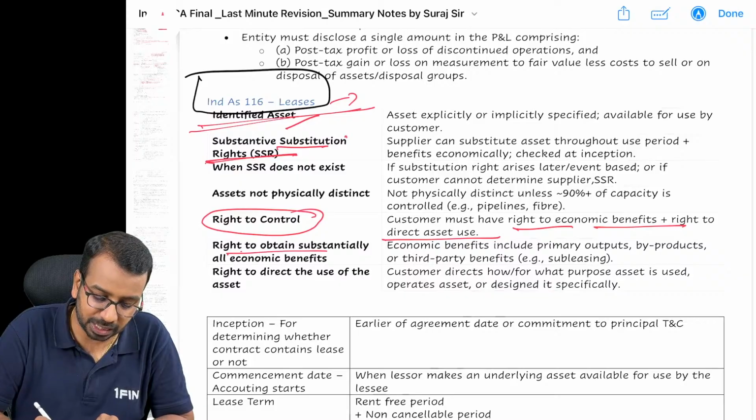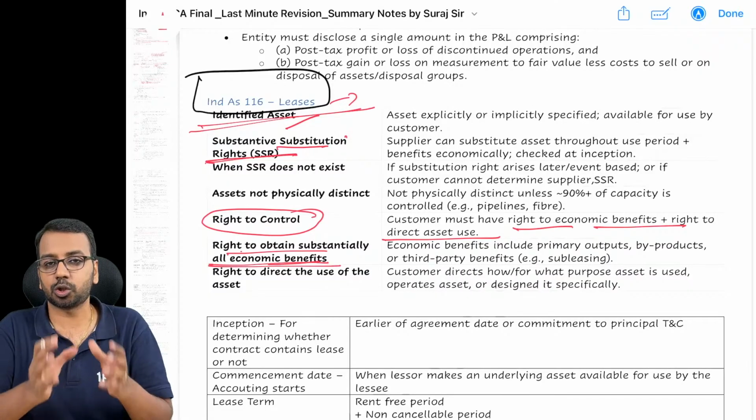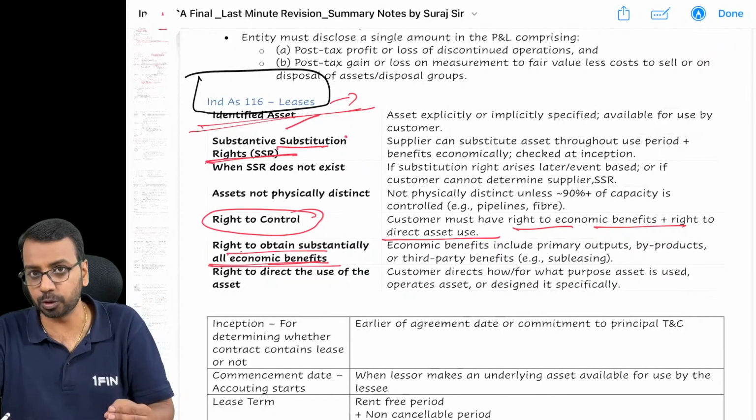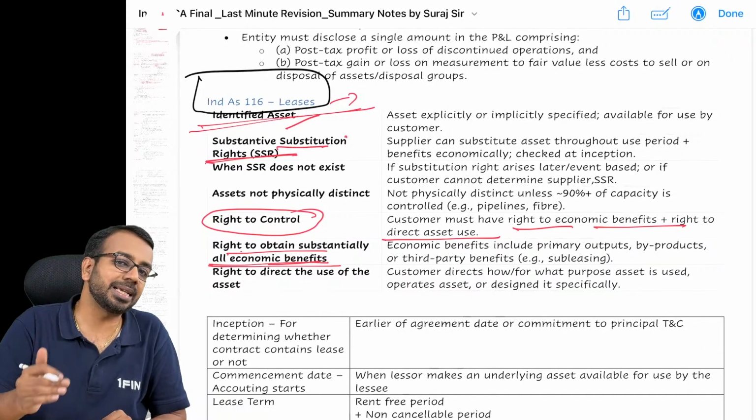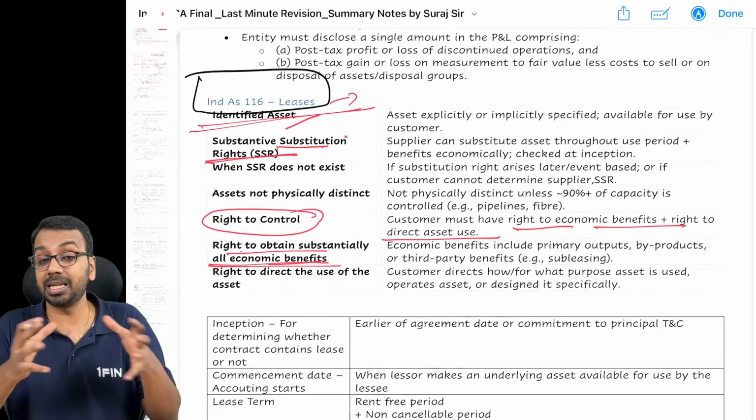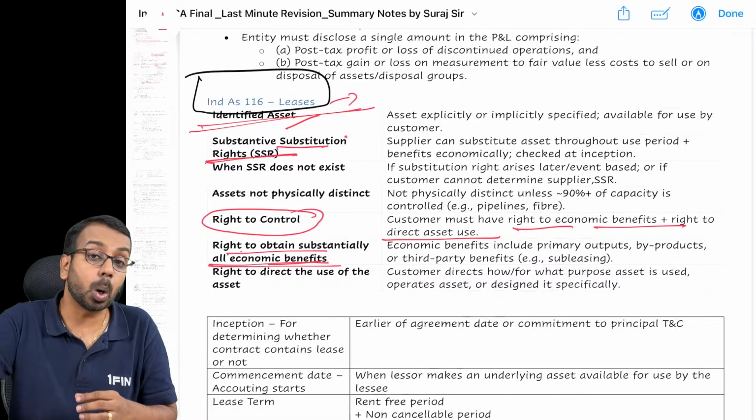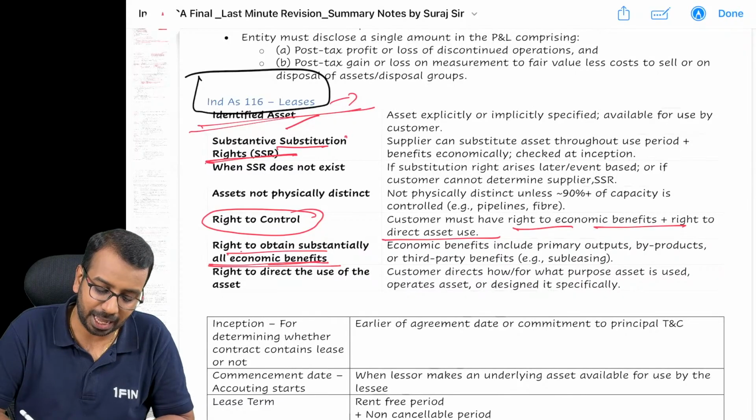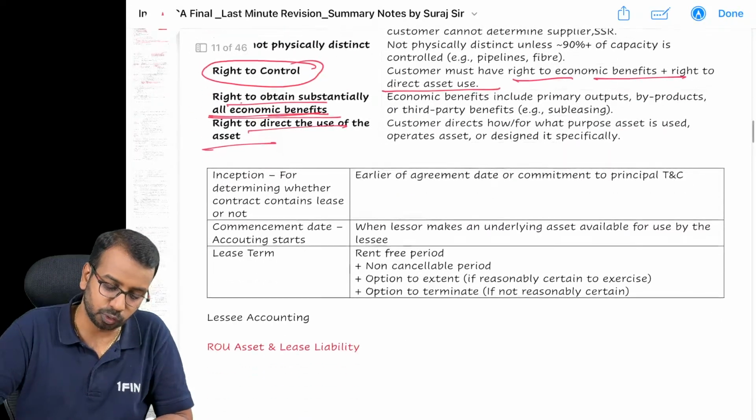And the lessee must have right to obtain substantially all the economic benefit by using it. So there are two types of benefit. One is the benefit that arises because of use. The other is benefit that arises because of ownership. The lessee here in question must be able to get all the benefits which is arising out of use of that particular asset. And of course, as we said, right to direct the use of the asset.